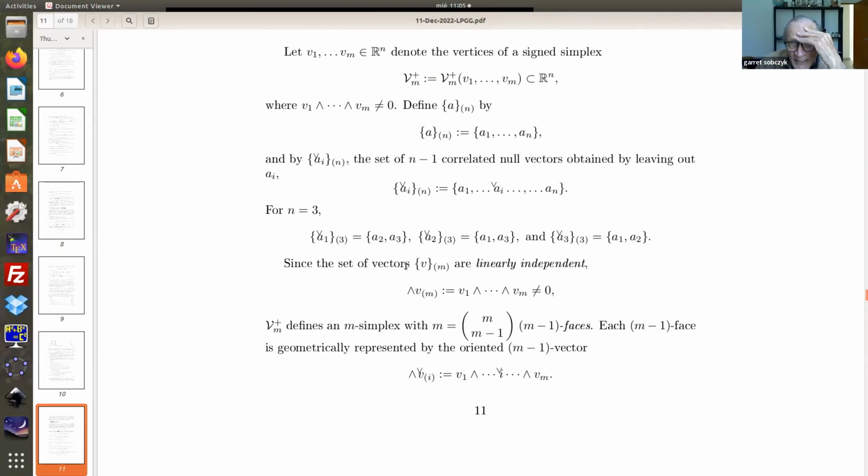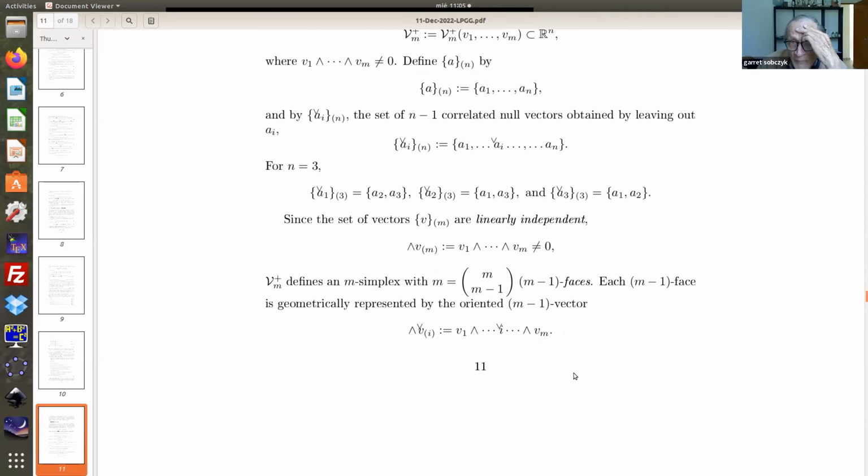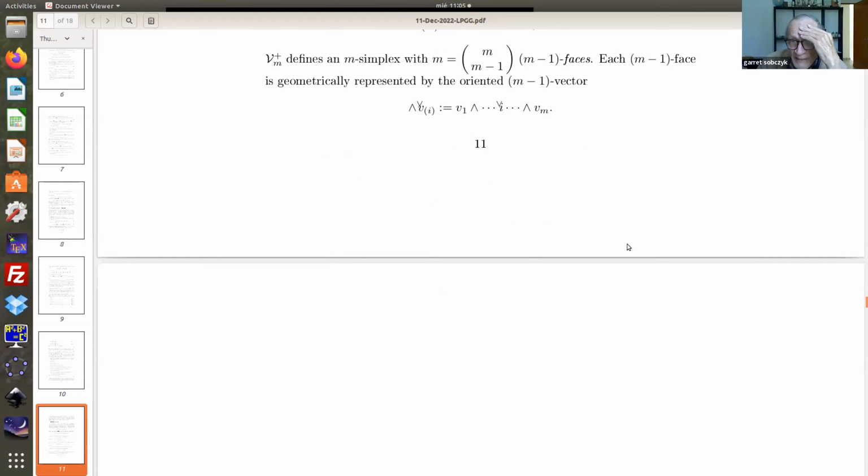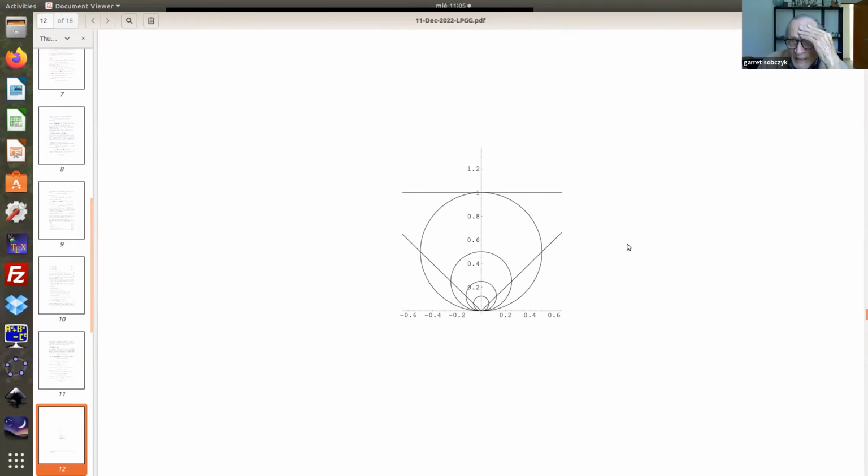Okay, the set of vectors Vm are linearly independent. That's just notation I'm using. So I'm thinking about Vm plus defining m minus 1 faces. Each m minus 1 face is geometrically represented by the vector which we leave out. So these are the faces of the m simplex. Well, okay, here I'm trying to relate this to projective geometry by the simple null cone.